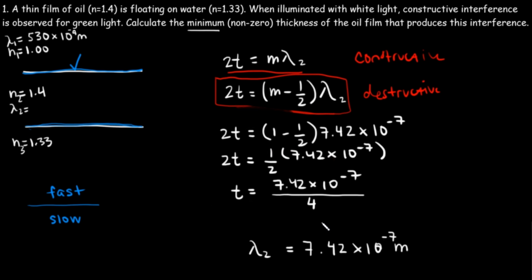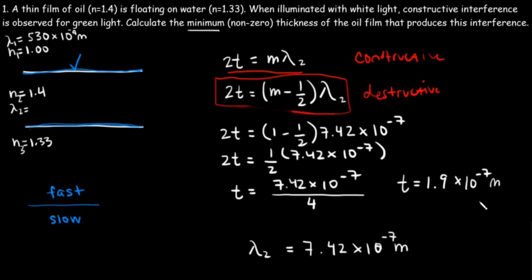Okay, so let's plug this in. So the answer that I got is 1.855 times 10 to the negative 7. And looking at sig digs, the smallest number of sig digs that the question is giving you is n equals 1.4, which is 2 sig digs. So instead of 1.855, we're going to round it to 2 sig figs, which is 1.9 times 10 to the negative 7 meters.